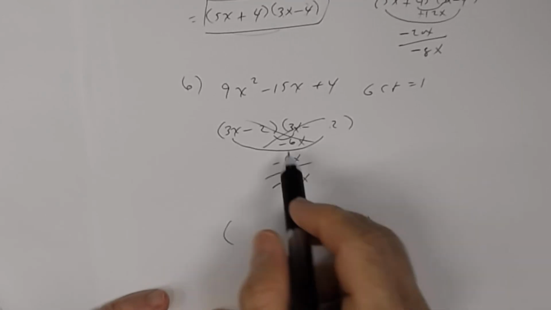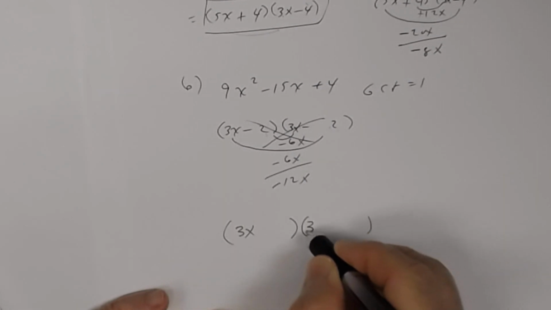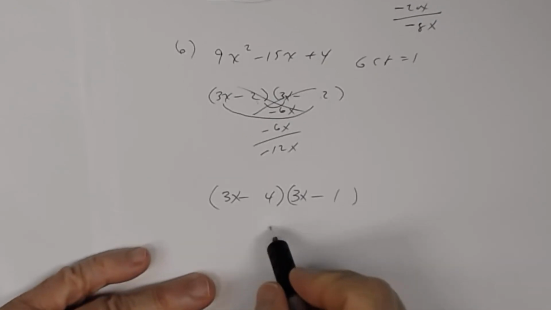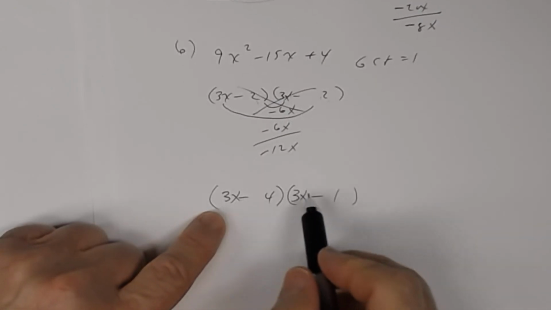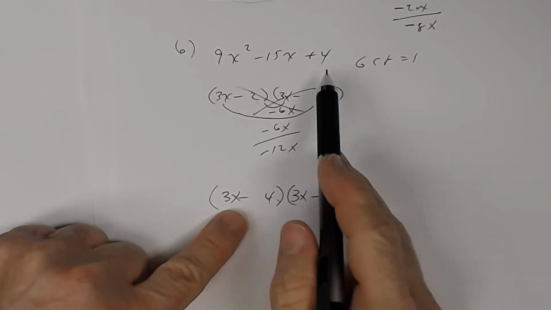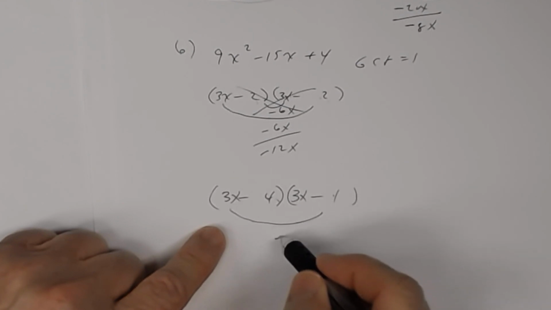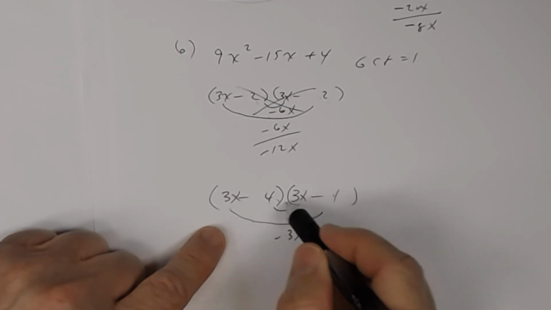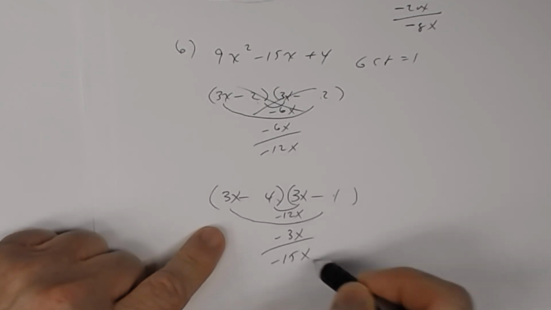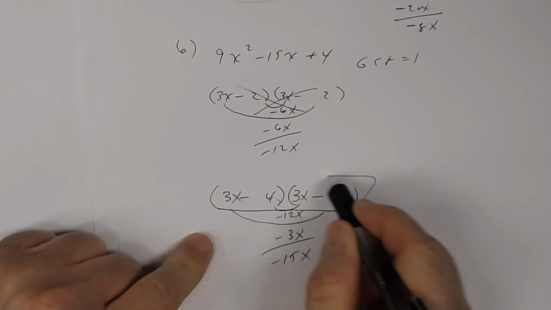So instead of trying 2 and 2, let's try 4 and 1 instead. So 3x minus 4, 3x minus 1. So let's check it again. 3x times 3x is 9x squared. A negative 4 times a negative 1 is a positive 4. The outer, 3x times negative 1 is a negative 3x. The inner, negative 4 times 3x is a negative 12x. When I add them up, I get negative 15x. And so that's the answer. So the answer is going to be this right here.